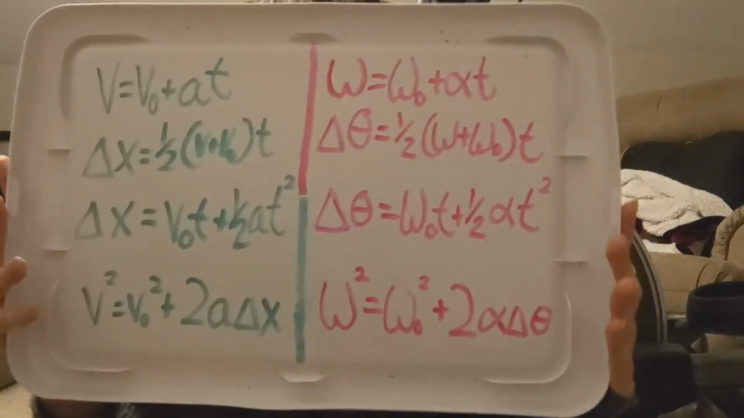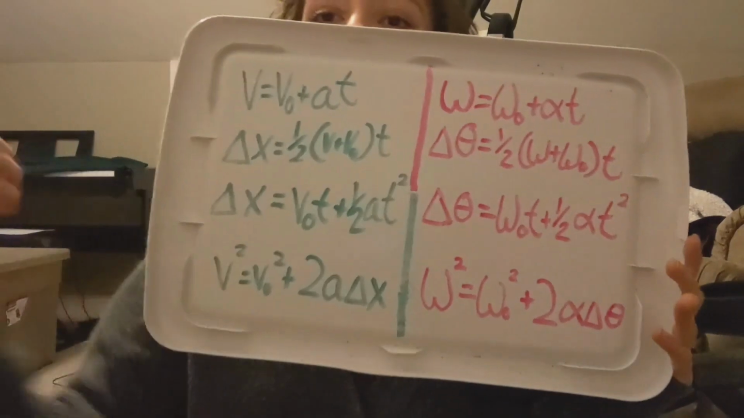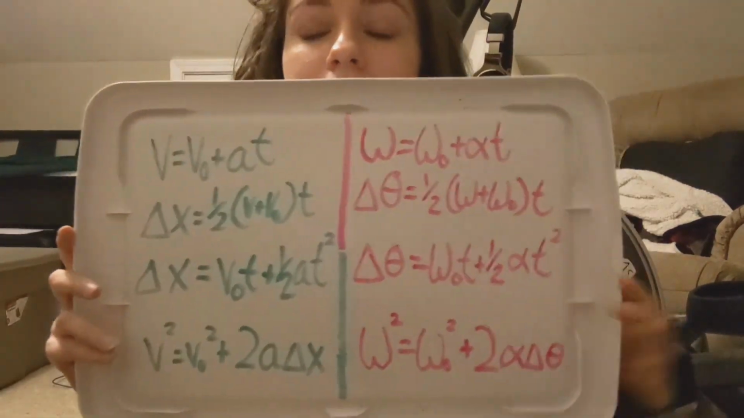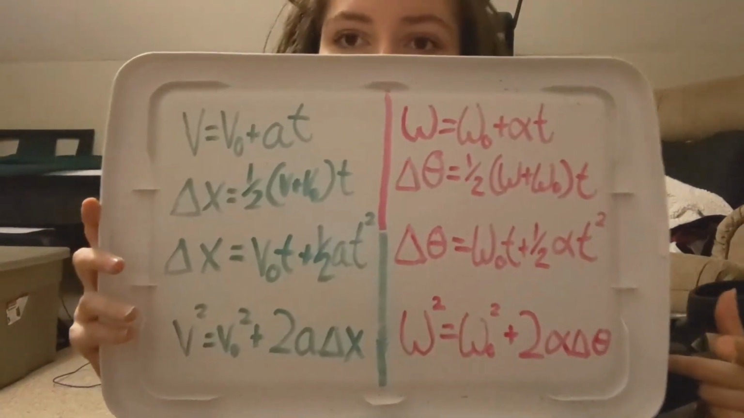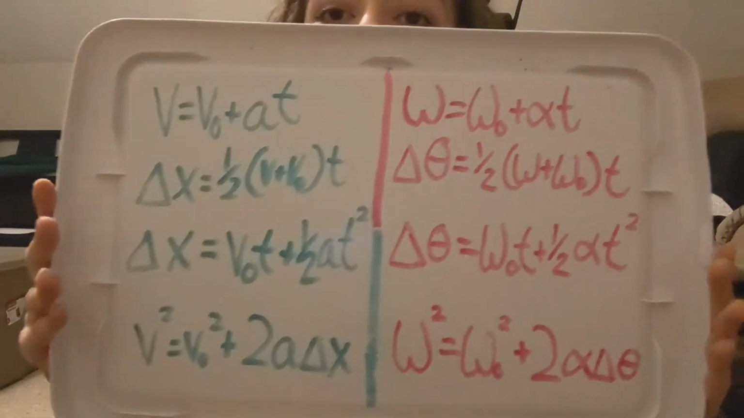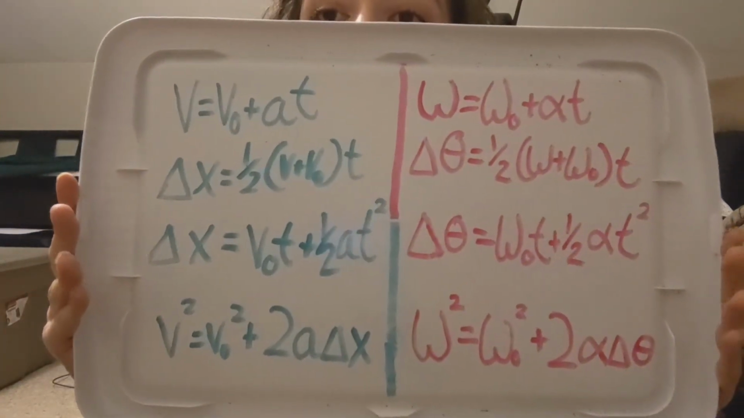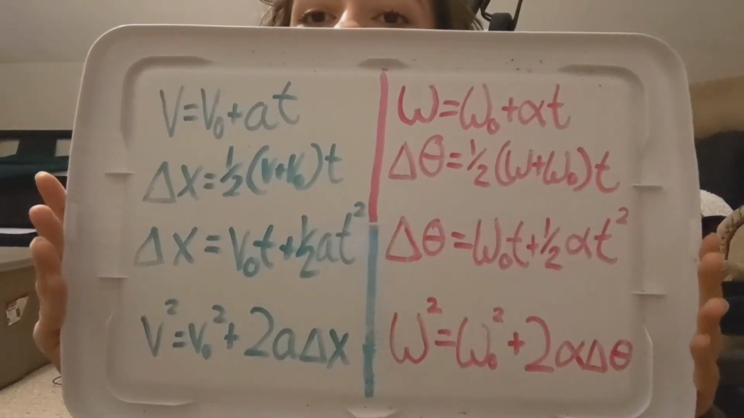Before we can visualize any of these angular kinematics, we have to start with the basics, the kinematic equations. On this side, we have all the linear kinematic equations, and on this side, we have the angular kinematic equations. If you take a look, you may see a couple similarities. That's right. They are the same equations, just with different components.